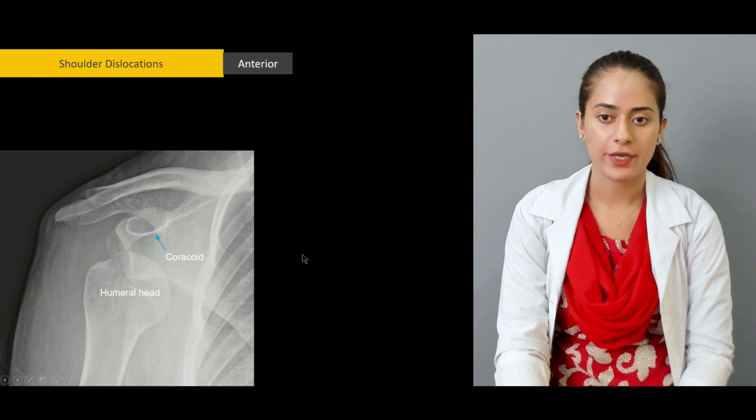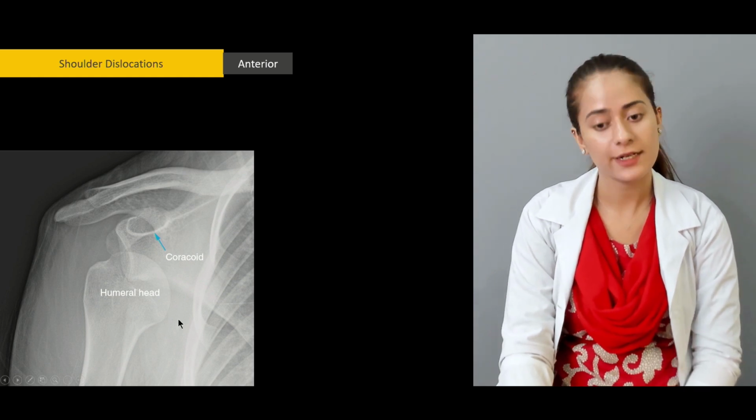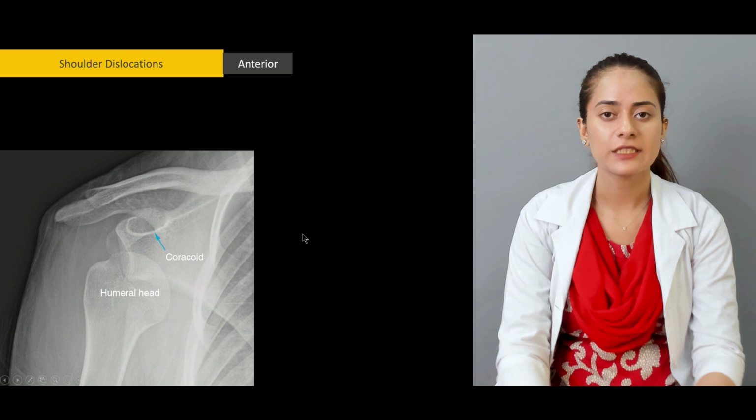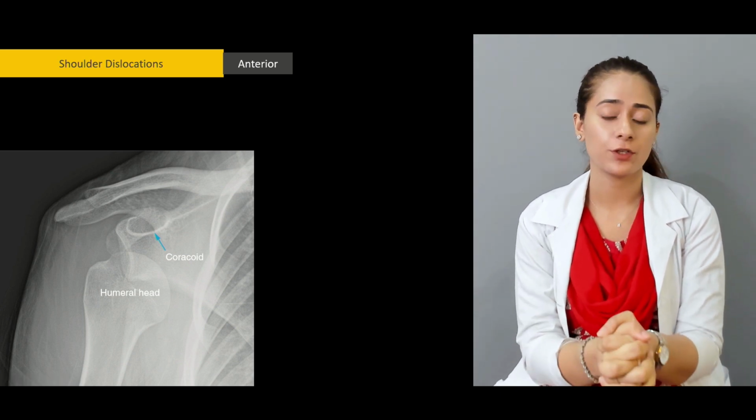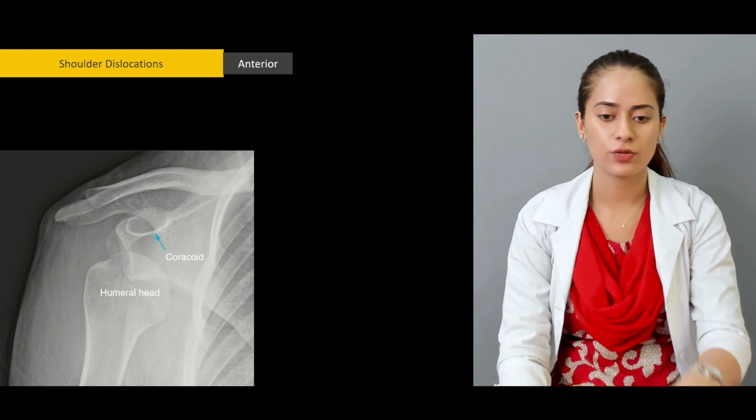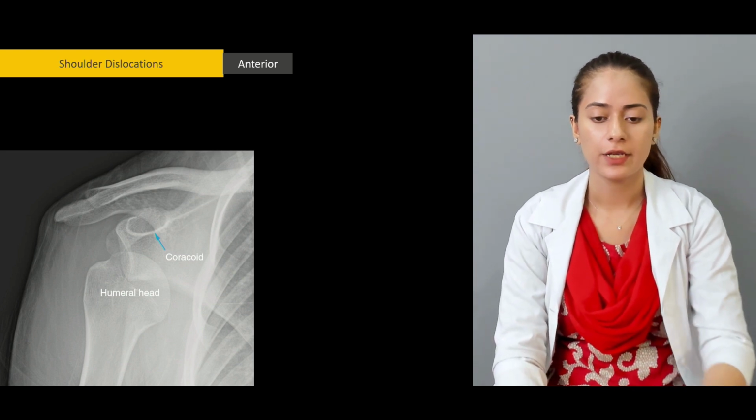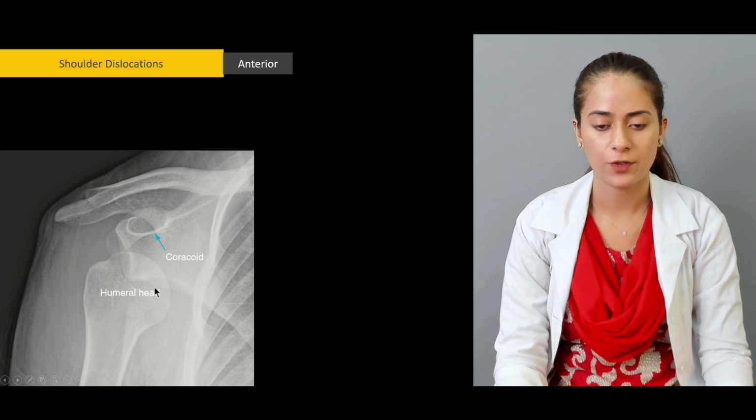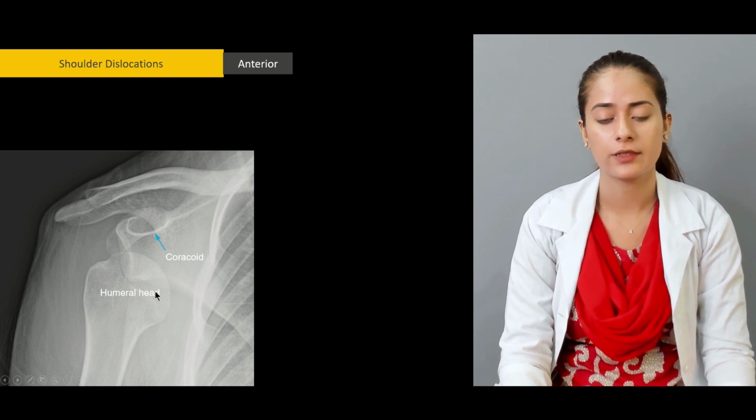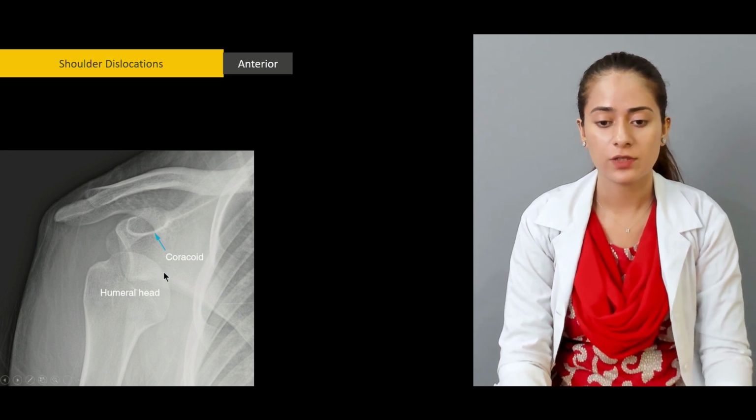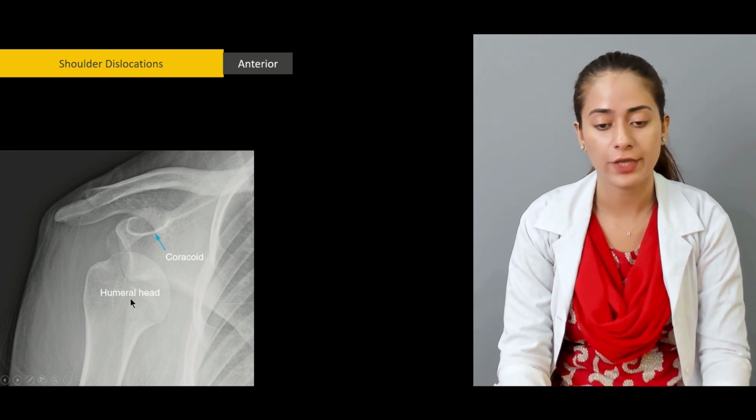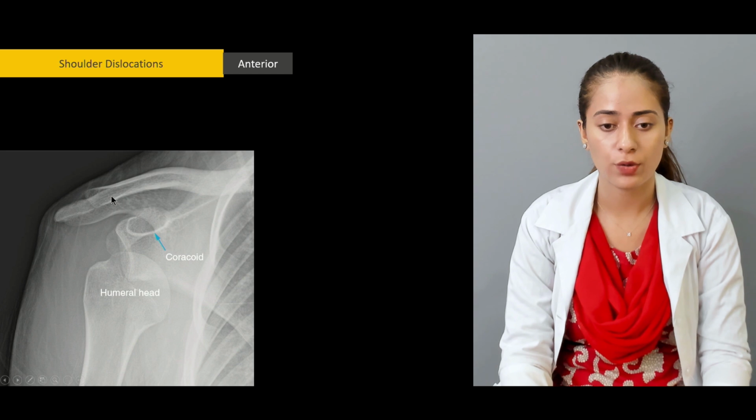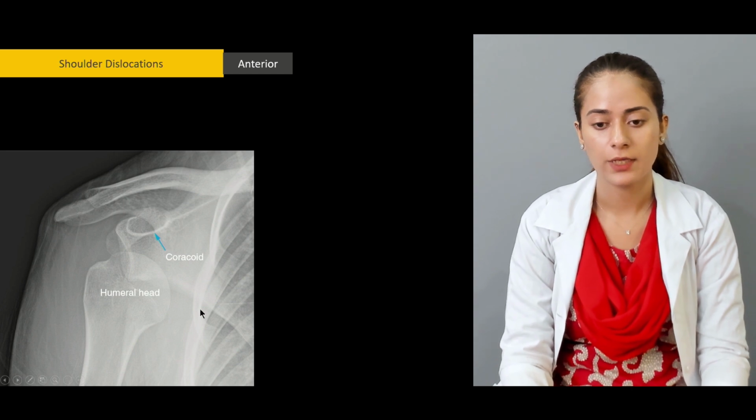So, shoulder dislocation. This is an anterior and inferior dislocation. Normally, anterior dislocation is always accompanied by inferior dislocation as well. So anterior is not just isolated. It's always with an inferior directed displacement as well. So this is an anterior or anterior-inferior dislocation of the humeral head. This is the glenoid cavity, the coracoid, the acromion, the clavicle.